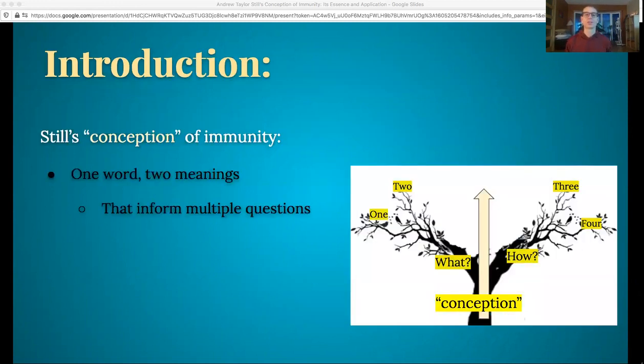So the word conception was chosen very intentionally. It's one word that encompasses two meanings, indicating multiple questions. What was Still's understanding of immunity, and how did he come to that understanding? These questions inform the purpose of this study. And I should note, to the best of my knowledge, this is the only study of its kind to date.